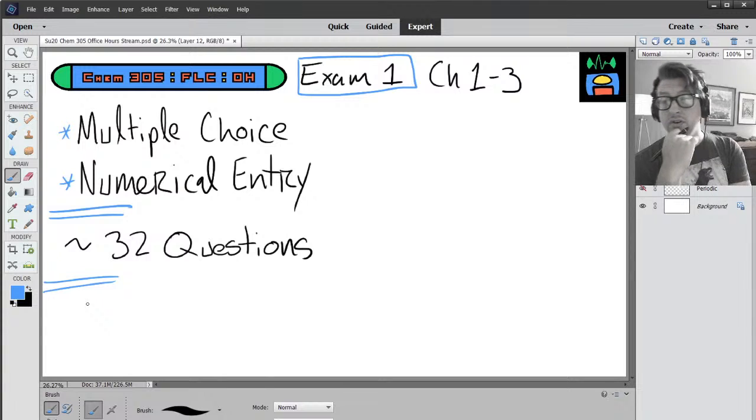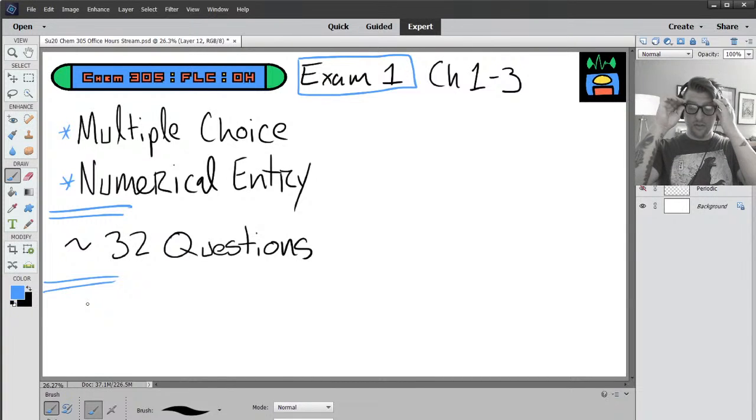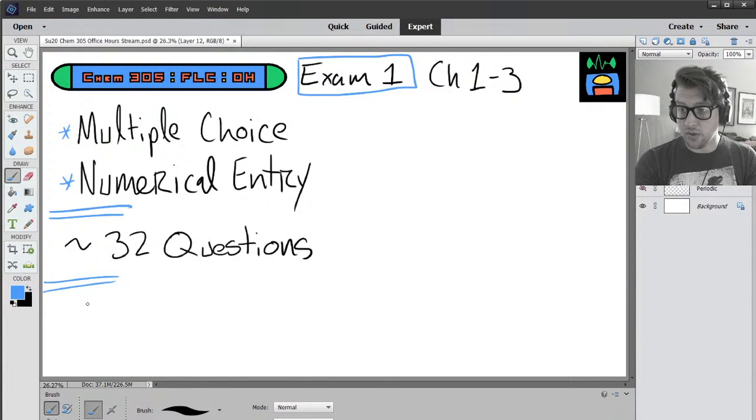Part of the reason why I don't know how long it's going to be yet is because I need to take the exam myself. The way I time the exams is I take the test, and by take the test, I mean I physically write out every problem. I punch in the numbers to the calculators, do every single step, and then I time myself to see how long. I'm not racing through it, but then the amount of time that it takes me to take the exam, I double that, and that is the amount of time that you have to take the test.